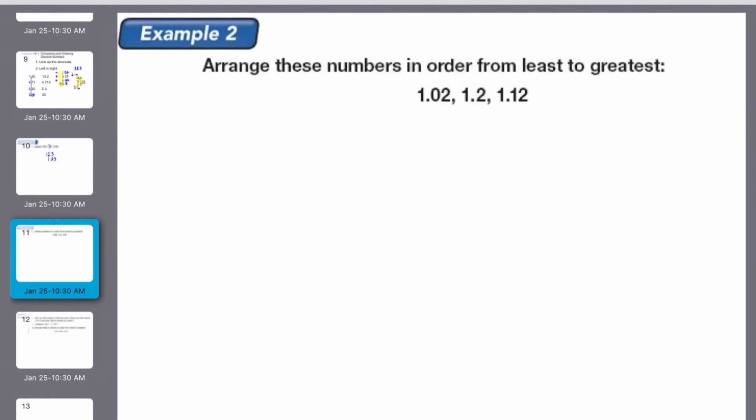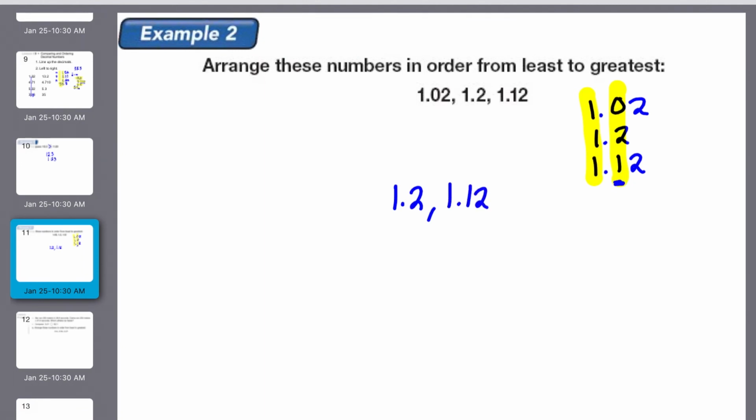Arrange these numbers in order from least to greatest. So once again, line up those decimals, 1.02, 1.2, 1.12. Now we start on the first column. They all have 1s. So then you go to the second column. 2 is the largest, so 1.2 is the largest number. Next largest would be the 1, so 1.12. And then the smallest number would be 1.02.